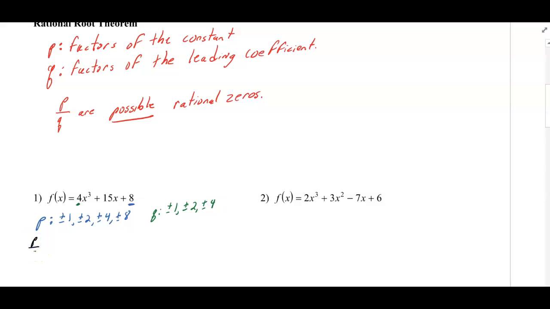And then the possible rational zeros are plus or minus. I'm just going to put that plus or minus out in front. So you're going to divide every P divided by every Q. So 1 divided by 1, 1 divided by 2, 1 divided by 4. 2 divided by 2, 2 divided by 1. 2 divided by 2 is 1, I already have that. 2 divided by 4 is 1/2, I already have that. 4 divided by 1, 4 divided by 2, I already have that too. And 4 divided by 4 is 1, I already have that. 8 divided by 1, 8 divided by 2 I already have. 8 divided by 4 I already have. So the possible rational zeros are in this list.